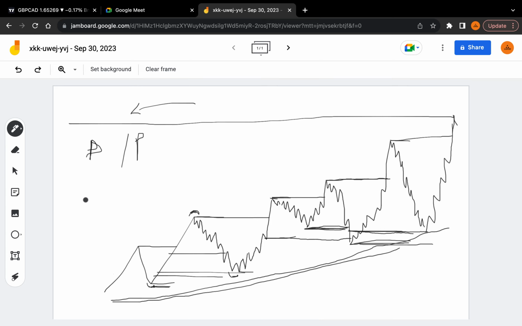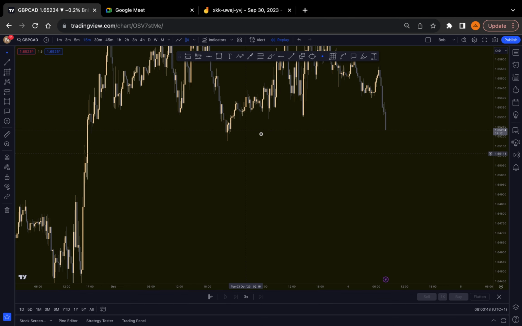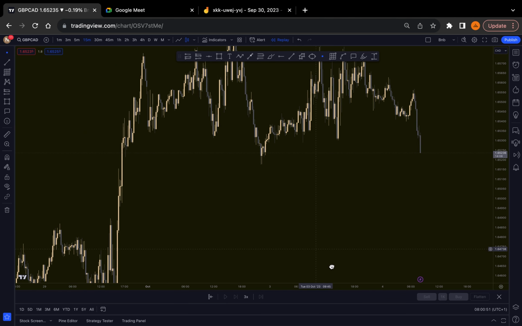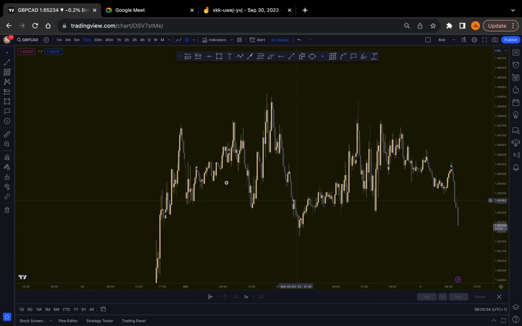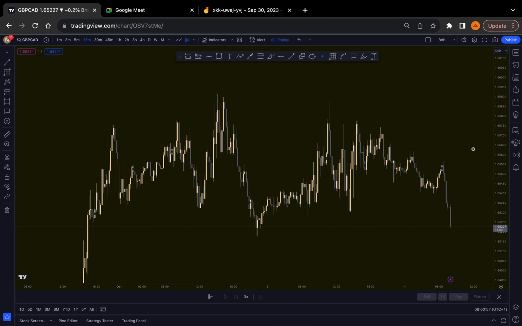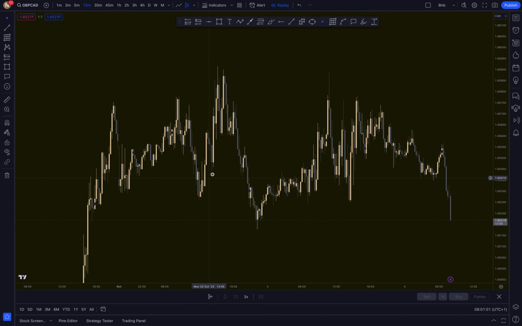Let's hop into the chart so that I'll show you guys a perfect example of this particular thing on GBP CAD, right? All right, so this is GBP CAD right here. Now I want to show you where this order flow happened, right?